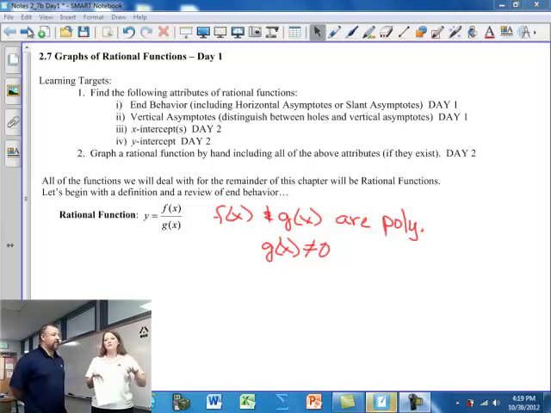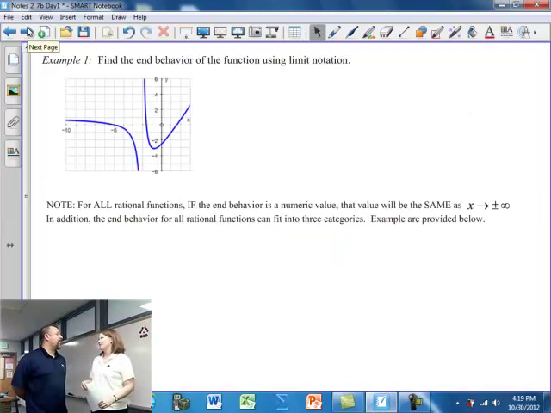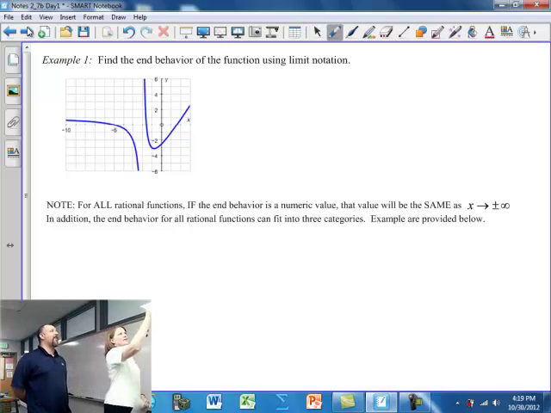Okay, so now we're going to have to review a little bit of our end behavior rules. You remember our end behavior rules? End behavior. That would be the limit as x goes to infinity, and the limit as x goes to negative infinity.